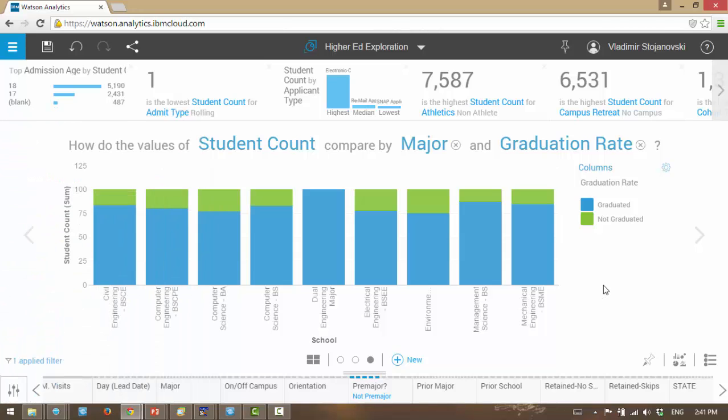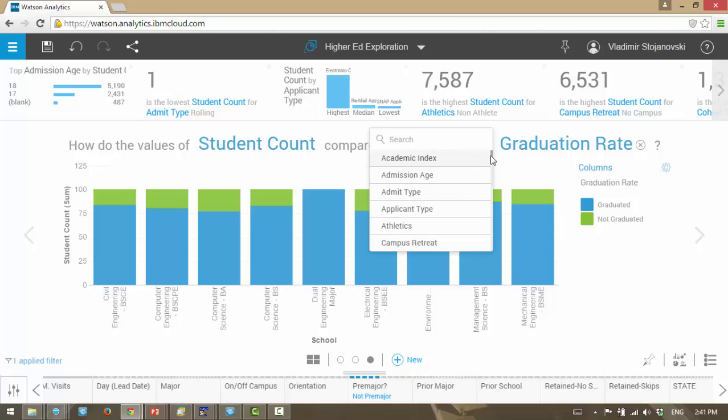So here we're seeing graduation rates by major, and we find that dual engineering majors have a 100% completion rate, whereas computer science and environmental engineering have the lowest within this particular school. So this is one way to look at graduation rates, by school, by major, but really we have dozens of columns, as you saw. So I can look at graduation rates by any of these variables.